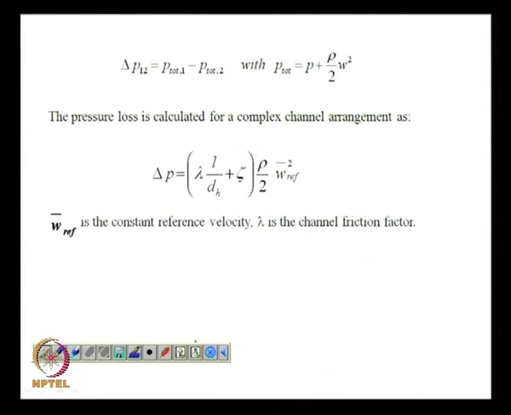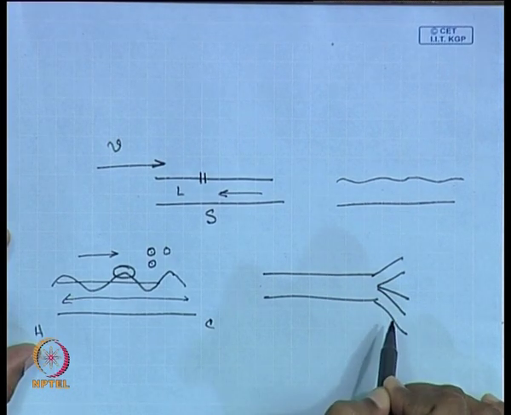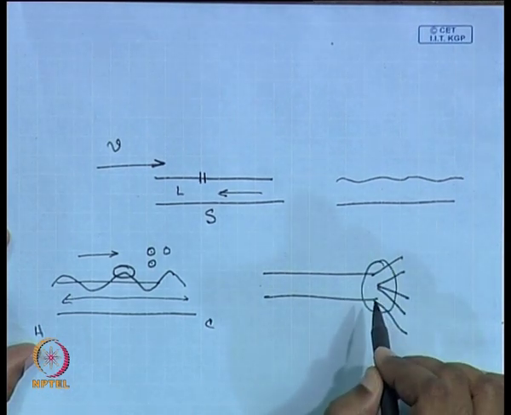Now, for the pressure drop in a complex channel arrangement, the key word here is complex, where you have, let us say, a T junction, or where you have just one microchannel which is getting divided into a number of such channels. So, at this junction vortices are going to be formed.